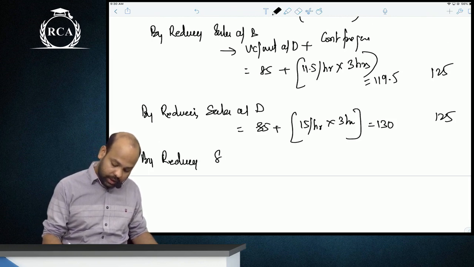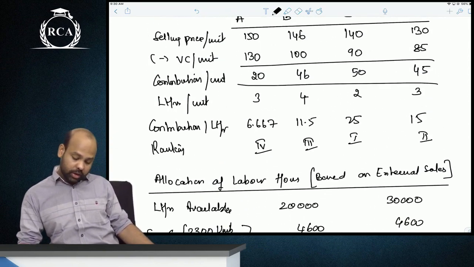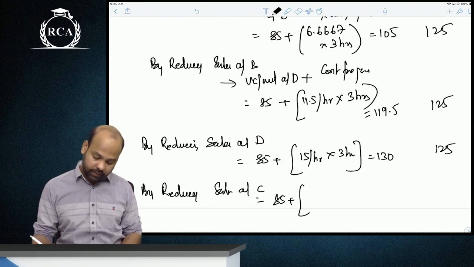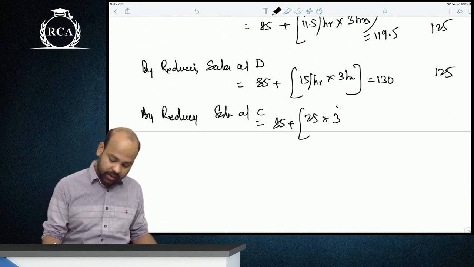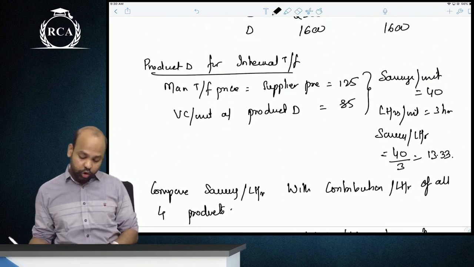You will not come to that stage, beta. This is just for your understanding. C is giving us a contribution of 25 rupees per labor hour, guys. So 25 into 3 is 75 rupees. 75 plus 85 is 160. Same conclusion that I gave here, beta.